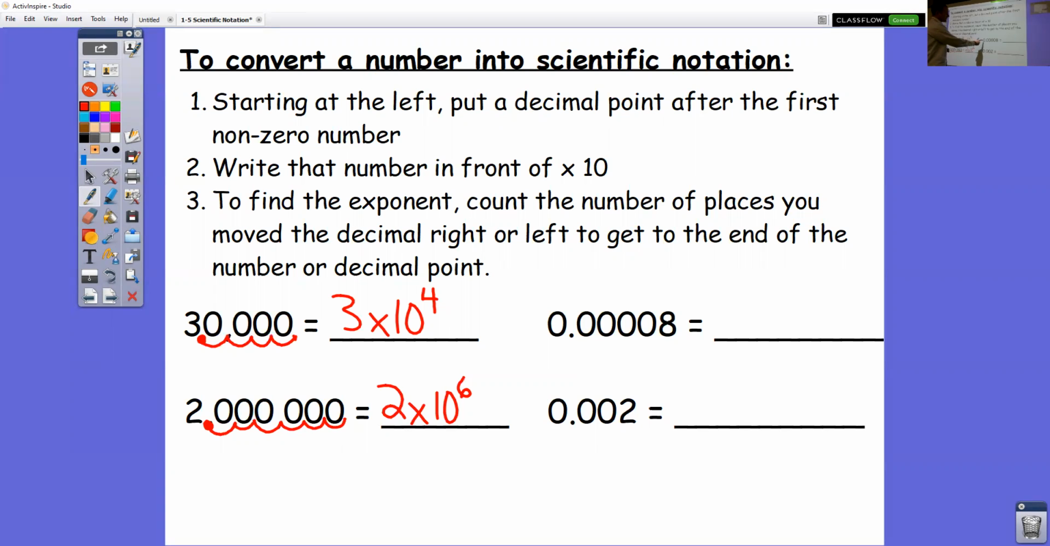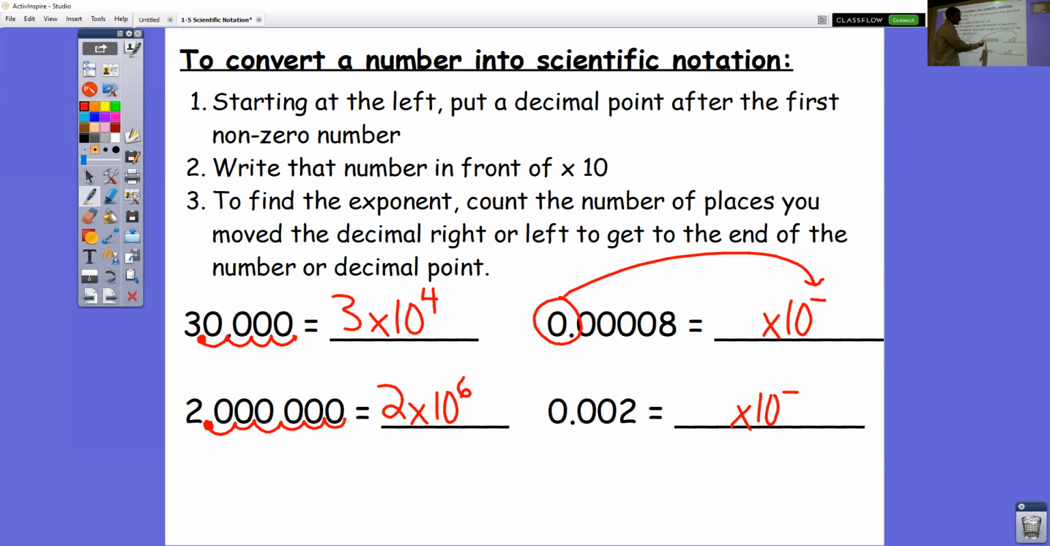When you have a number that starts with 0 point, I know right away that I'm going to have a negative exponent. So I can write my times 10, and I'm going to put my negative sign in front of my exponent right away. Because anytime it starts with 0 point, it is going to be a negative exponent.